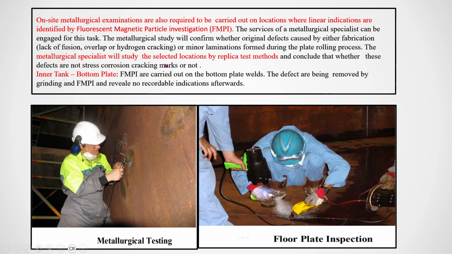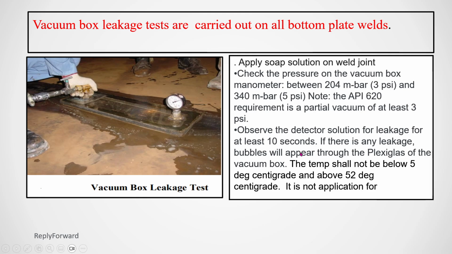And this one is the floor plate inspection. Grinding etc. is done, and then you have to do the DP test. This one is a vacuum test. This is the glass chamber, where you first seal it with M seal, then do the vacuum test, take out all the air with a vacuum pump, and then apply your soap solution, and if bubbles are there, then you come to know that yes, there is a crack.